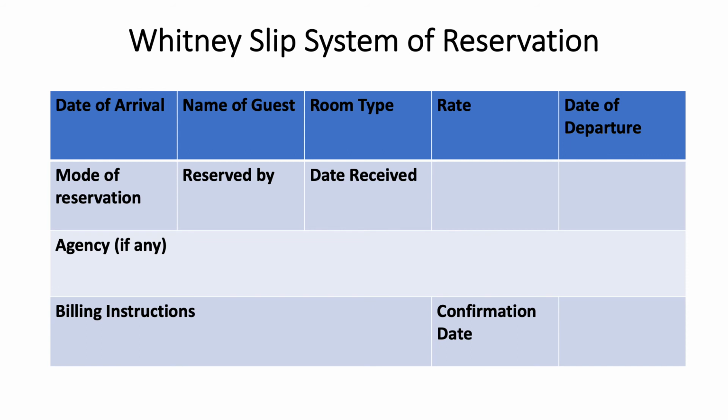The top line of the slips contains essential information like date of arrival and departure, name of the guest, room type, and rate, as this part remains visible after placing the slip in the metallic carrier.